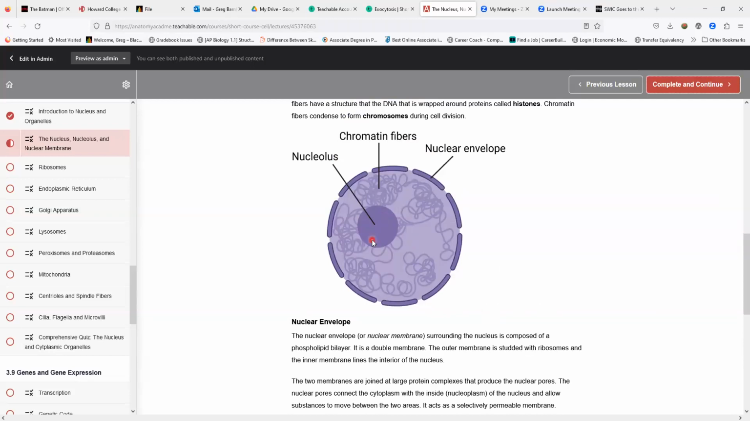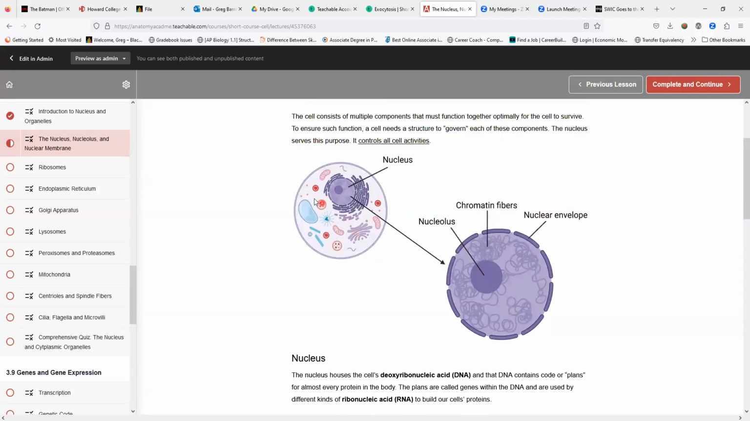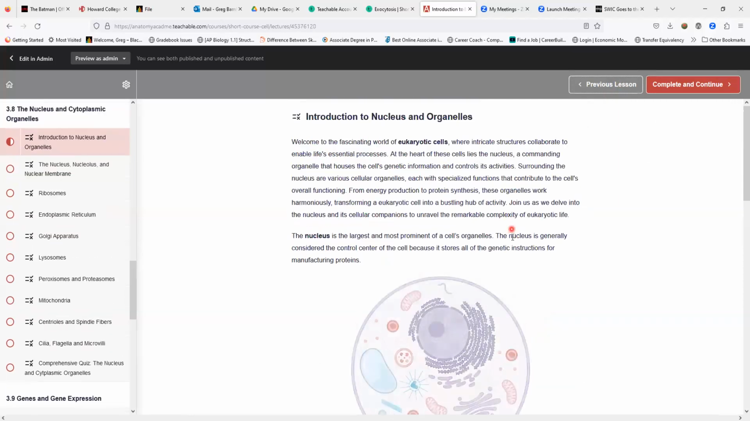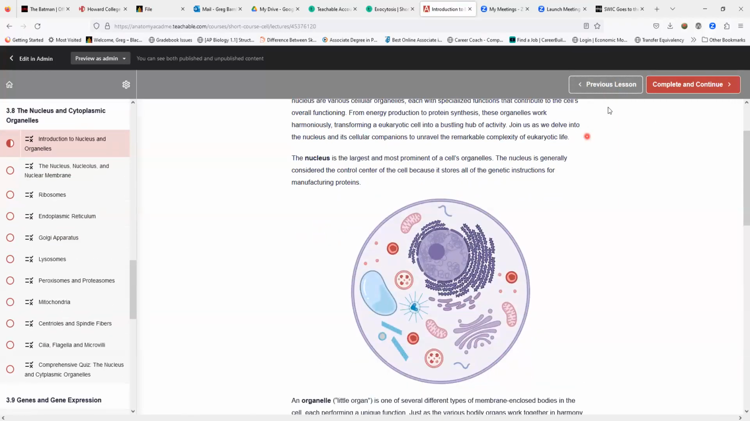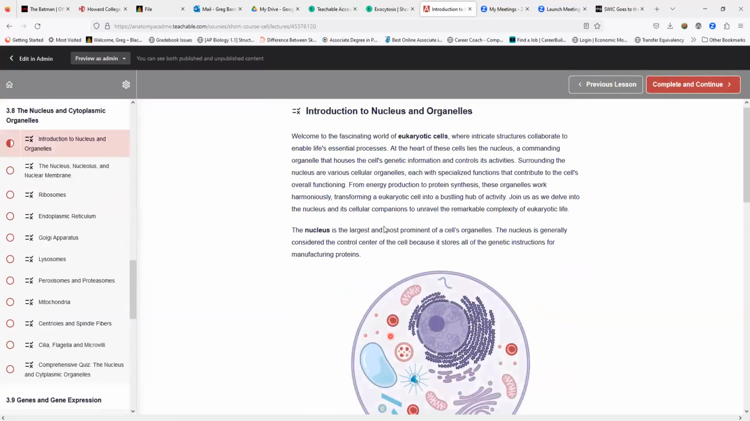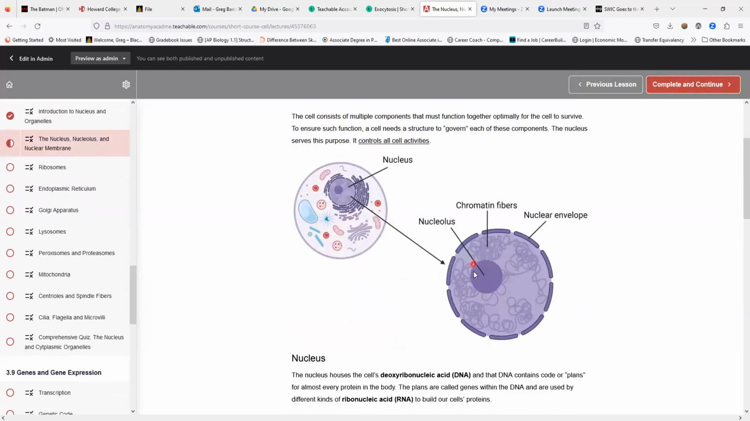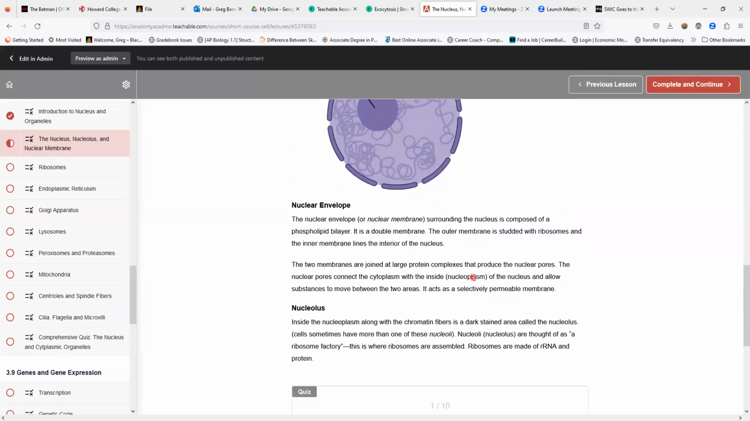It's a site of ribosome formation. Now, those are covered later. Those little red dots are ribosomes. And they're very important. They are protein factories. They synthesize amino acids to make proteins.